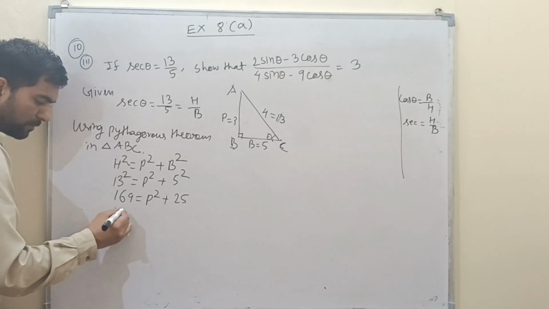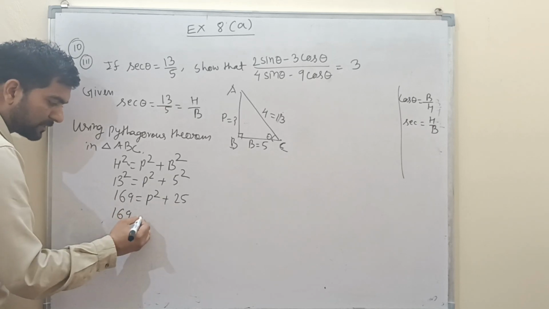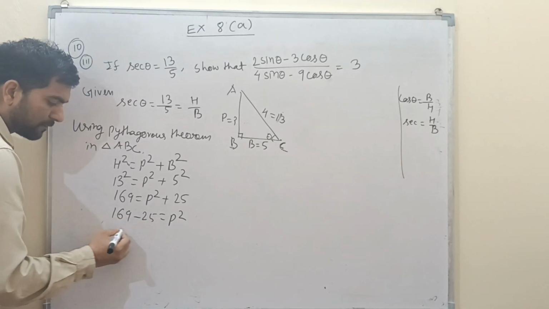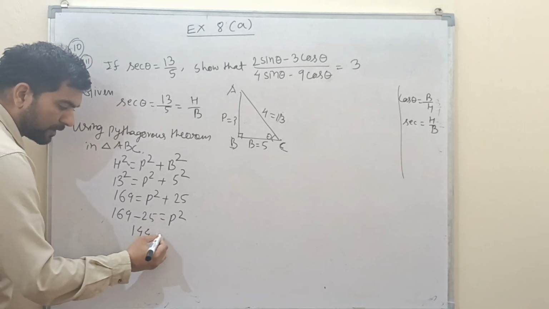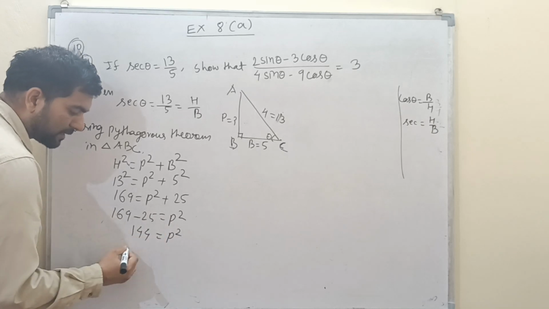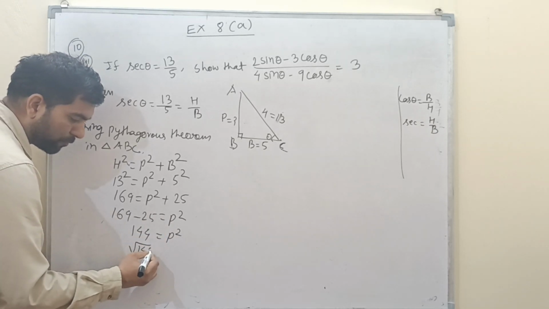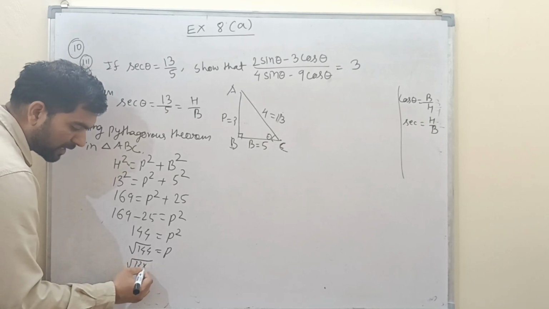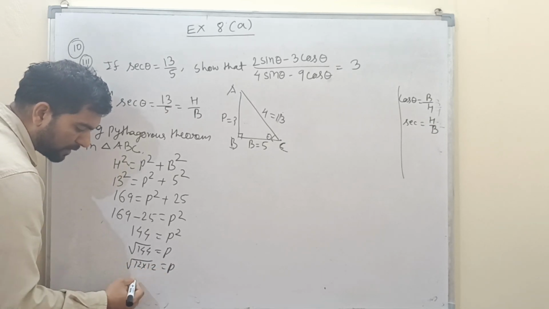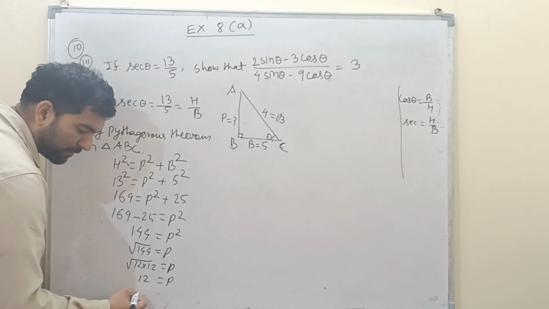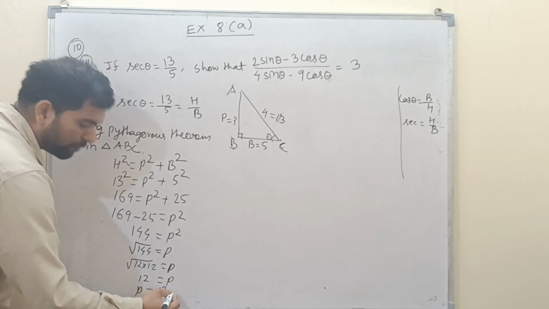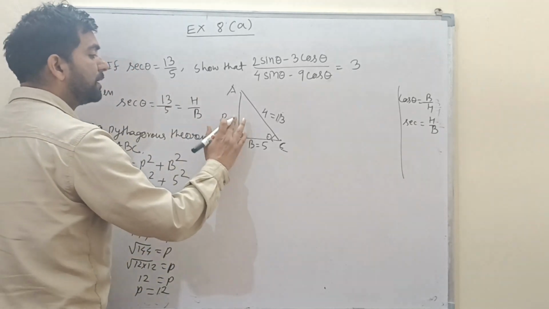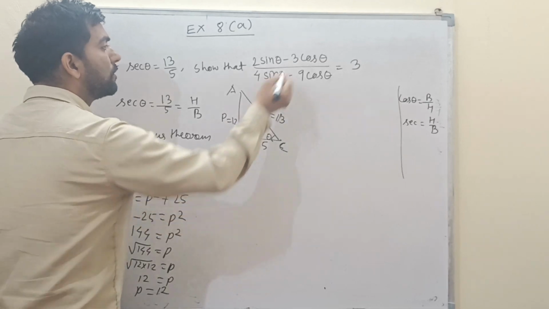Bring this side so it will be 169, 25 will come this side, minus 25 equal P square. So 169 minus 25 will be 144 equal P square. Square take that side so it will be root over 144, which you can write as 12 into 12. So P equal to 12. So from here we have got the value of P, that is 12. Let us calculate this one now.